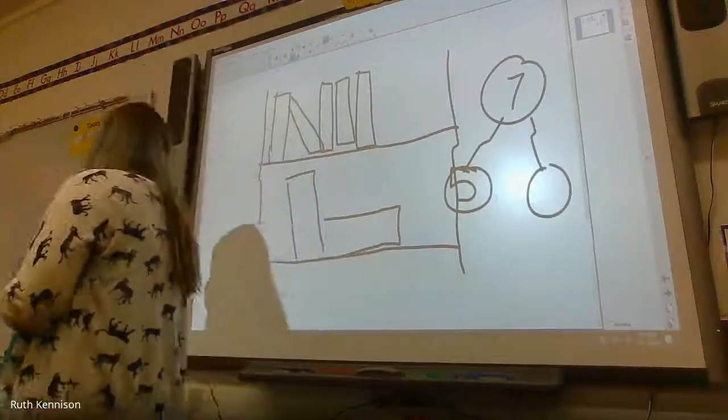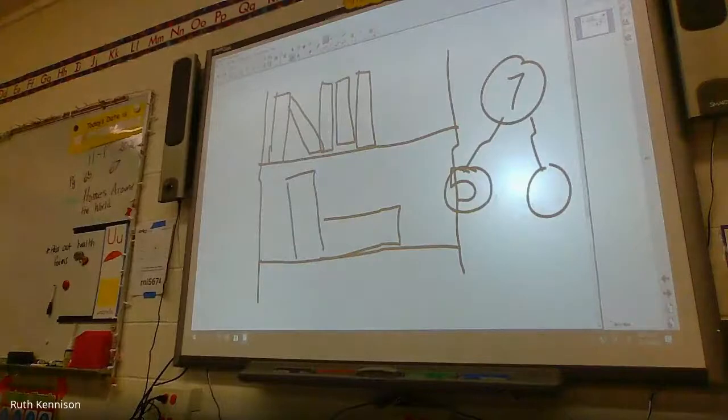I'm going to grab my number line. I do not know what happened to the one that I had up here. Okay. I ran and grabbed my number line.